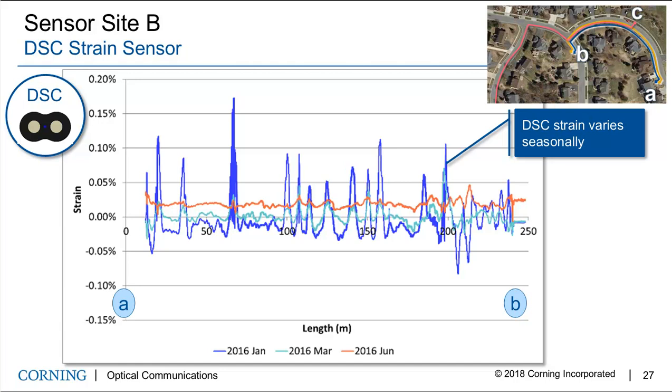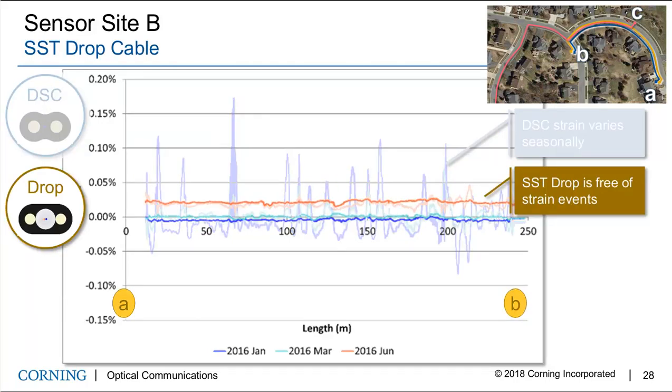This next figure is going to overlay the strain from the drop cable on top of the DSC. So now we're looking at the drop cable strain, and the red curve is much smoother than the DSC, and likewise the blue curve is much smoother than the DSC. This SST drop cable is free of strain events. So it's going along the same path from A to B, but you don't see the high peak-to-peak strain changes. Again, this drop cable has excess fiber length, and so as the asphalt expands and contracts, and the cracks in the asphalt expand and contract likewise, the fiber is free to move inside the drop cable, and therefore it's buffered from these environmental effects.